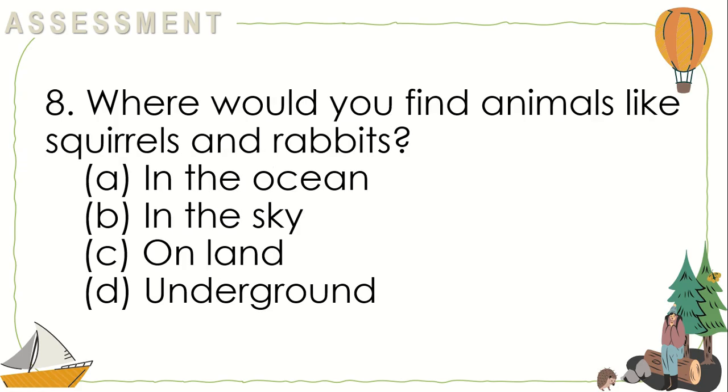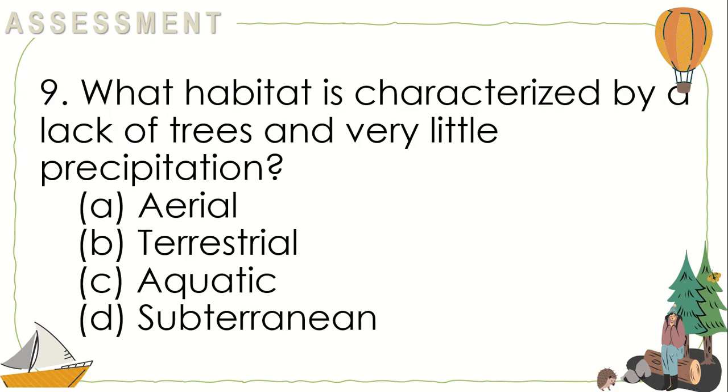Number 8. Where would you find animals like squirrels and rabbits? A. In the ocean, B. In the sky, C. On land, D. Underground. Number 9. What habitat is characterized by a lack of trees and very little precipitation? A. Aerial, B. Terrestrial, C. Aquatic, D. Subterranean.